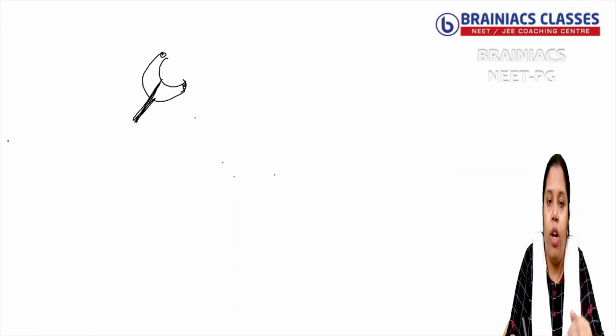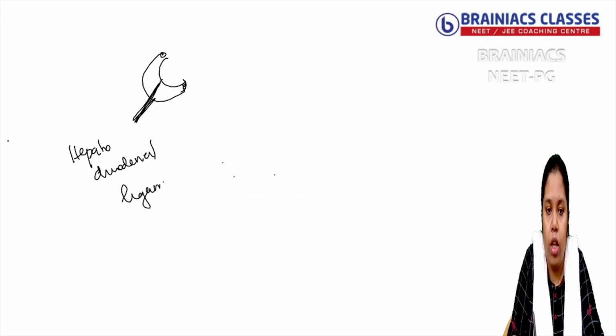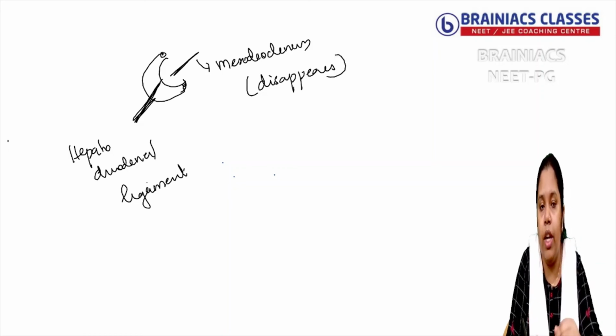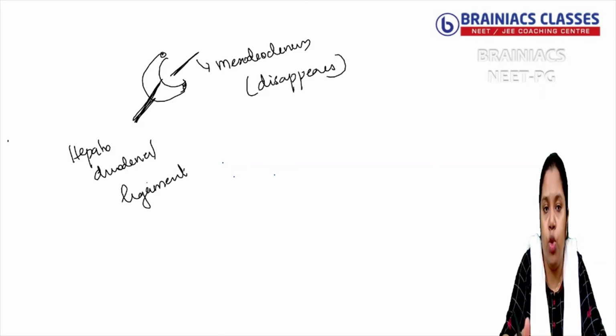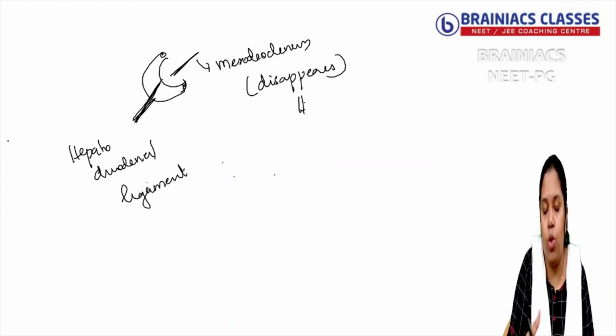Okay, so the ventral mesentery of the duodenum forms the hepatoduodenal ligament, whereas the dorsal mesentery, the mesoduodenum, will disappear. What happens when the dorsal mesentery disappears? The duodenum will be pushed to the dorsal side, because there is no ligament there, right?